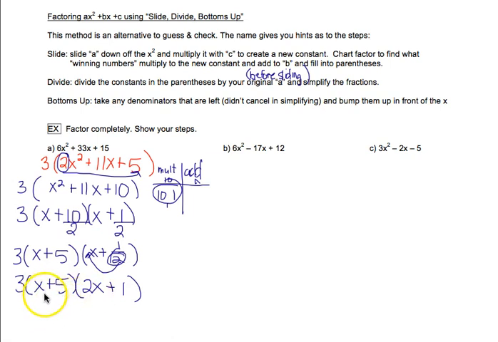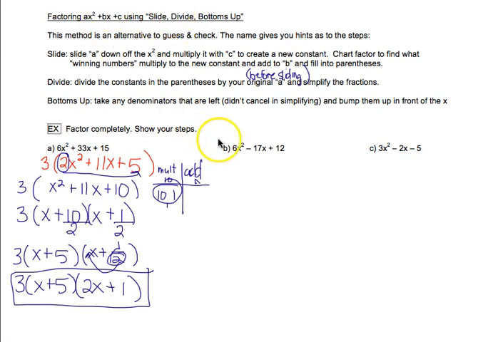Remember that you can always check with every type of factoring to make sure it works. So if I multiply or FOIL this x plus 5 times 2x plus 1, insides give me 10, outsides give me 1, so that's 11, which would work. So this is my final answer.